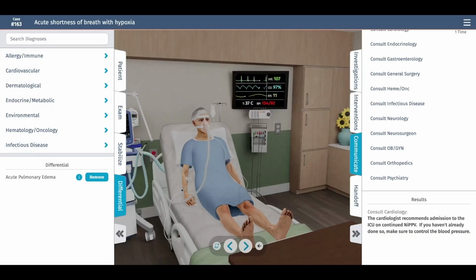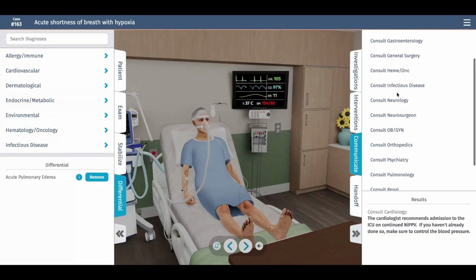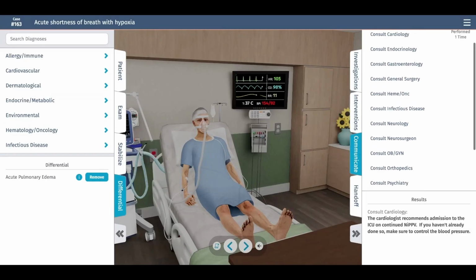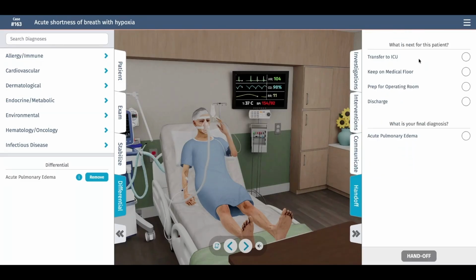Cardiologist recommends admission to the ICU. Yeah, we know that. If you hadn't already done so, make sure to control the blood pressure. Already done. Do we need to call critical care? Is there critical care on here? No. Okay. We'll transfer to the ICU, acute pulmonary edema. Don't think there's anything else we need to do here.